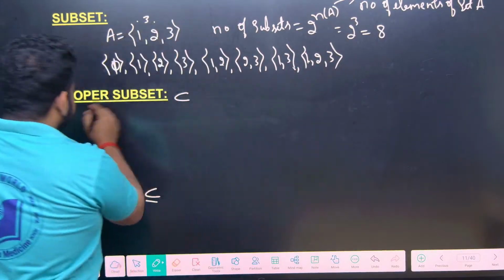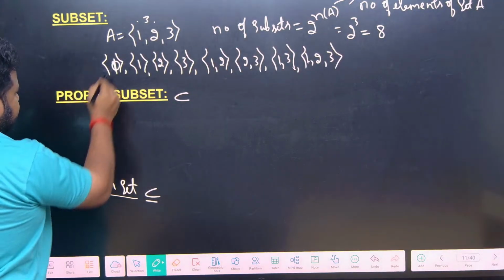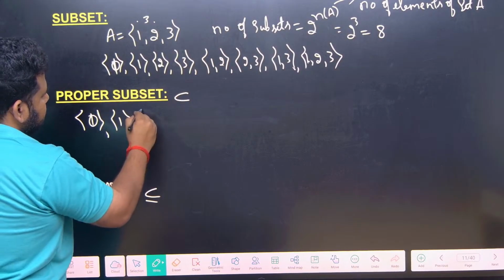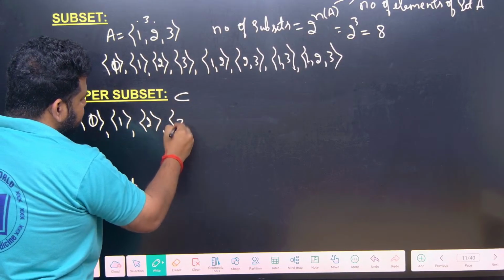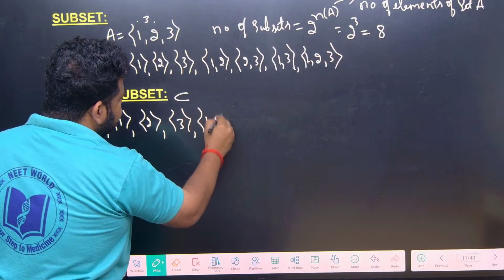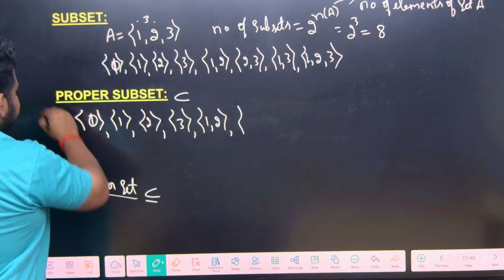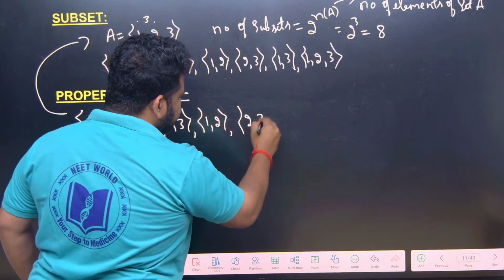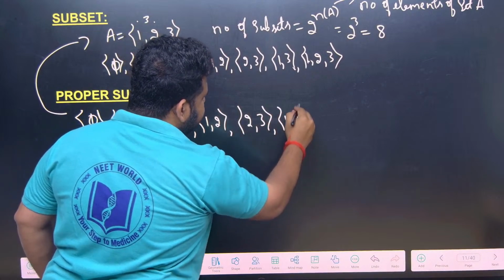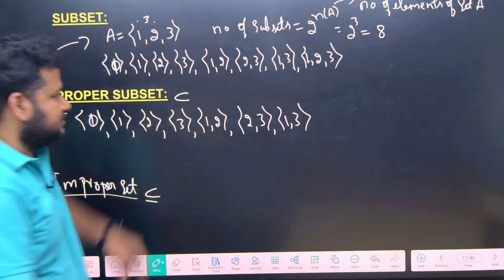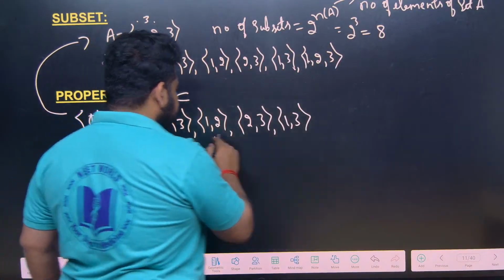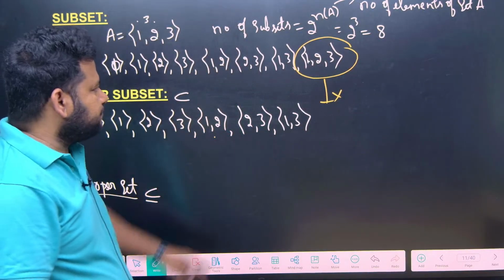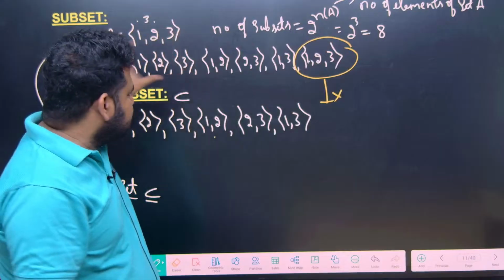So here the proper subset means we have to write down everything we have as a subset. Let us understand through this example only: 1, 2; 2, 3; 1, 3. For this set itself, you have to write down all the subsets. Everything we have written, but except this one. This you should not write here. So proper subset is what?